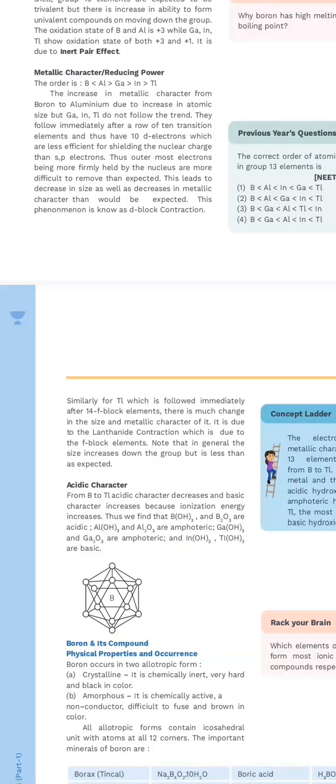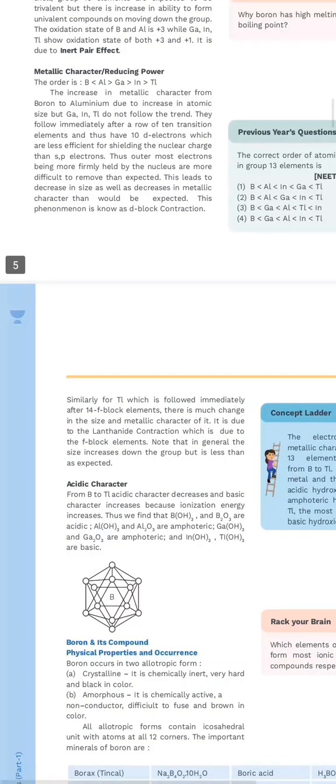Third one is metallic character or reducing power. The order is as shown. The increase in metallic character from boron to aluminium is due to increase in atomic size. But gallium, indium and thallium do not follow the trend.